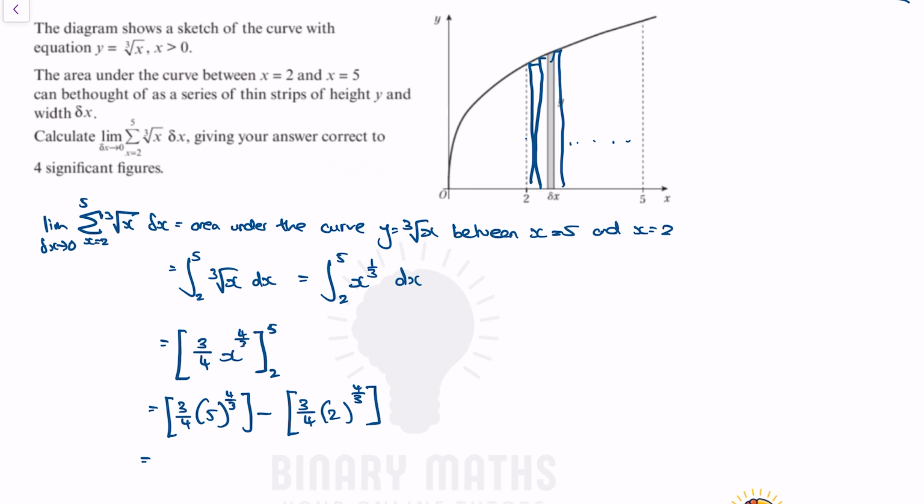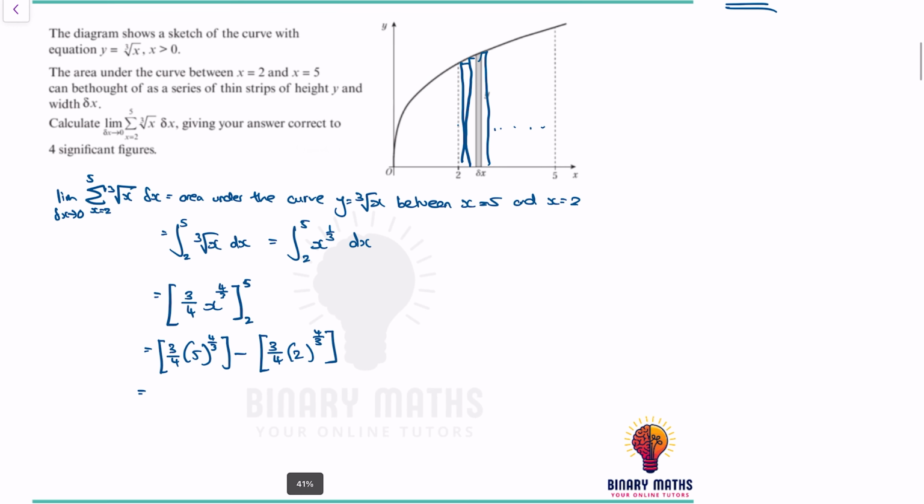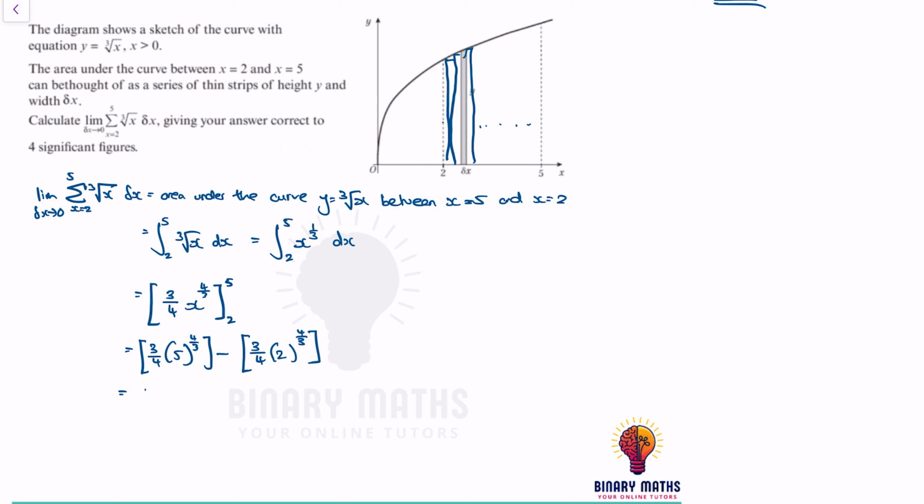Now when I put these into my calculator, I don't get nice numbers, so let me just write the numbers down. I get 6.41241 when I substitute in 5. When I substitute 2 in, I get 1.88988. When I subtract them, I get 4.52253. If I round it to 4 decimal places, I get 4.523.